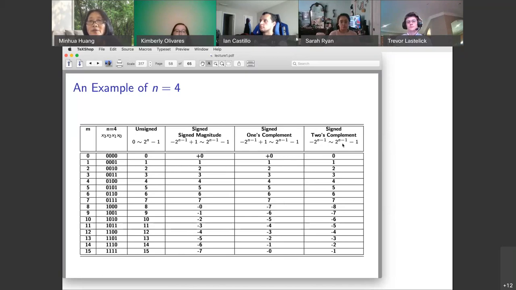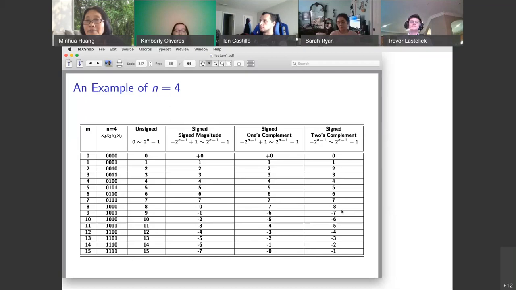Then we go to the signed number for the two's complement. From here, for the corresponding values from 0000 to 1111, we have a unique number to represent each. In this case, the range starts from 0 to 7, and then negative 1 to negative 8. Each of the numbers has a unique corresponding value in that system, and that is the system we like.